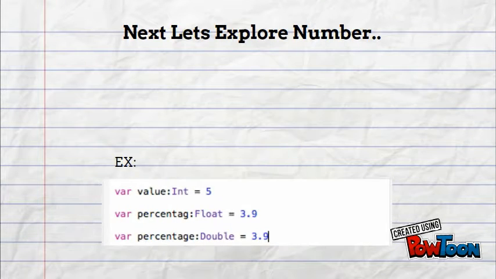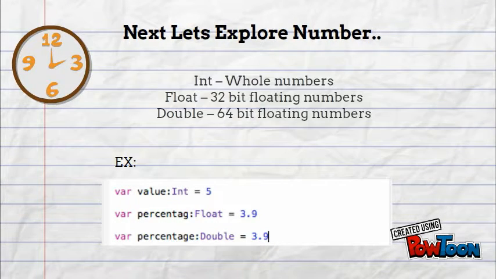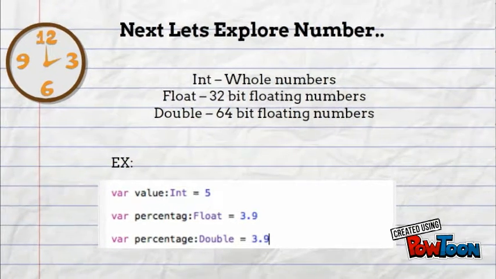Numbers are also declared a little differently in Swift. In Python, you use int and float. However, in Swift, you use int, float, and double. The double is used for 64-bit, and the float is used for 32-bit floating numbers. For example, var percentage colon double equals 3.9.